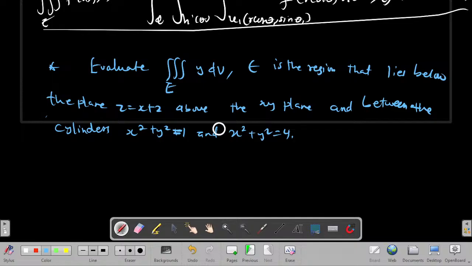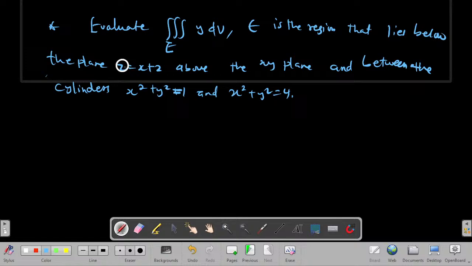Remember from quadratic surfaces that a cylinder is represented as x squared plus y squared is equal to r squared, right? When you have z squared as well, it becomes a sphere. Now let's see the problem. Evaluate the triple integral of y dV, where E is the region that lies below the plane, above the xy plane, and between the cylinders x squared plus y squared is equal to 1 and x squared plus y squared is equal to 4.